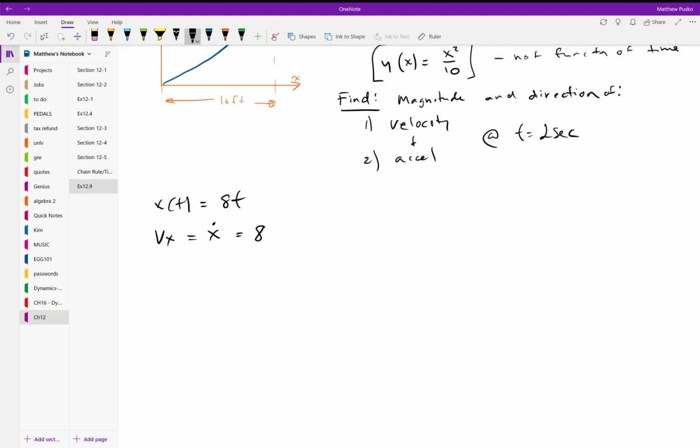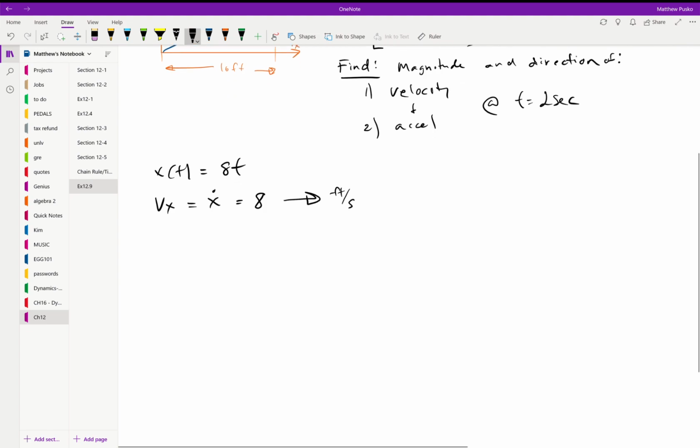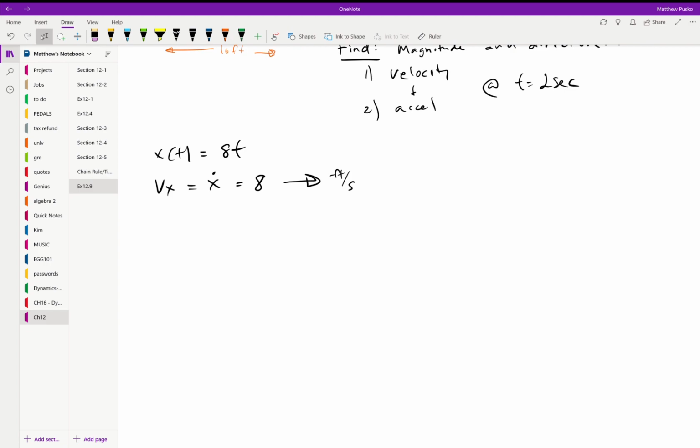And I get 8. This tells us that the balloon has a constant velocity to the right of 8 feet per second. Its velocity is constant, its position is not. But we want the velocity, we need both components if we're trying to find the magnitude, right? The x and the y. So let's find the velocity in the y direction. That would be equal to y dot, the time derivative of y. So that's the time derivative of x squared over 10, the path equation.